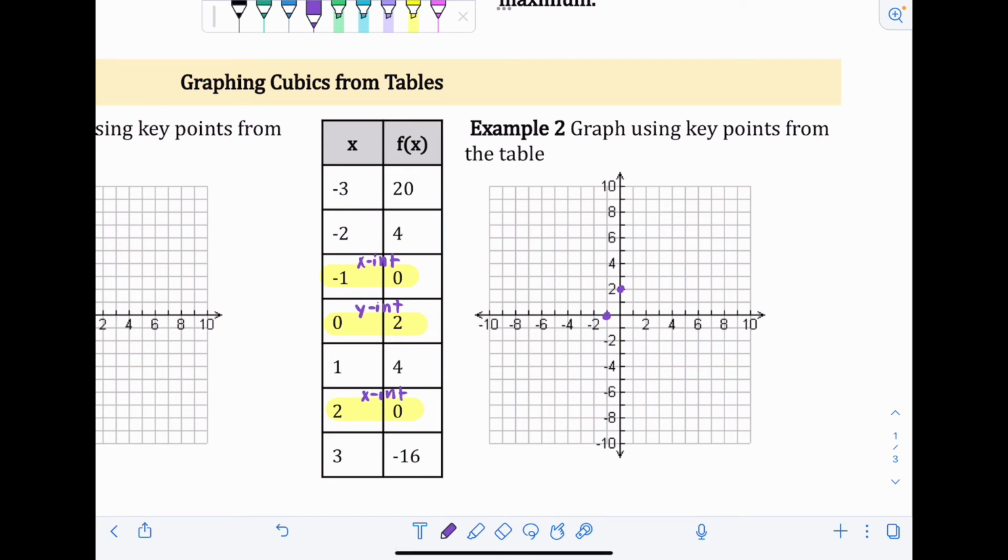And just remember, you can always have more than one x-intercept. You can only have one y-intercept, though. Okay, so now we'll figure out end behavior.